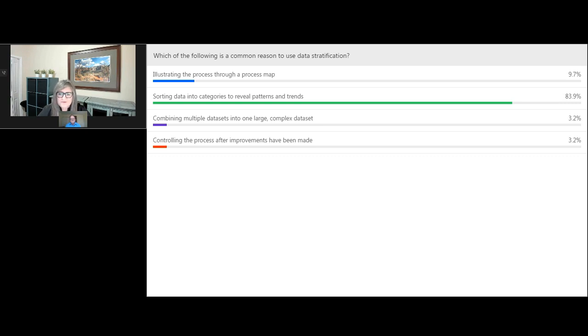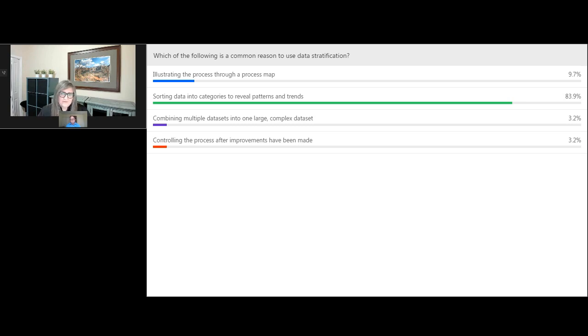So the primary focus that we use data stratification for is actually to use various lenses to reveal those patterns and trends, and gain additional insights from our data. If we're thinking about illustrating the process through a process map, there would be ways to work this backwards, and after the stratification has occurred, really taking a look at the individual cycle times that we're then illustrating on a map. So I can see how a couple of folks would have weighed in there.